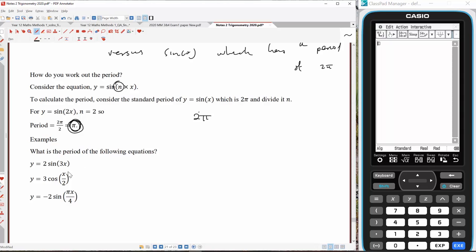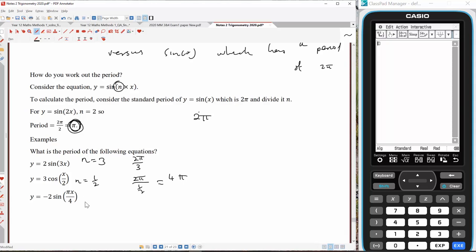Let's do another couple of period checks. This one here, we have an n value of 3. That means it's going to repeat itself every 2 pi on 3. So one period takes 2 pi on 3 units, as opposed to the standard 2 pi. This one here, we have an n value of a half. So we've got 2 pi over a half. How many times can I squeeze a half into 2 pi? The answer is 4 pi. So a half actually stretches the function out. The period now is 4 pi. It takes much longer to repeat itself.